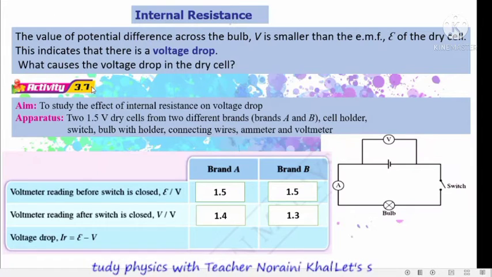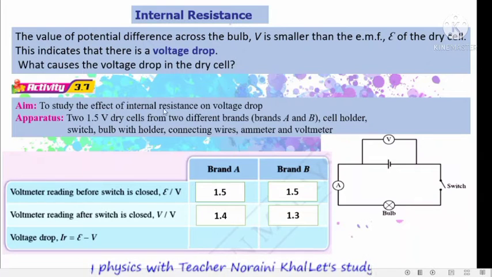Activity 3.7 aims to study the effect of internal resistance on voltage drop. Apparatus: 1.5 volt dry cells from two different brands, brand A and brand B, cell holder, switch, bulb with holder, connecting wires, ammeter and voltmeter. Two different brands means they use different materials for electrodes. This is brand A and brand B. We connect this circuit.